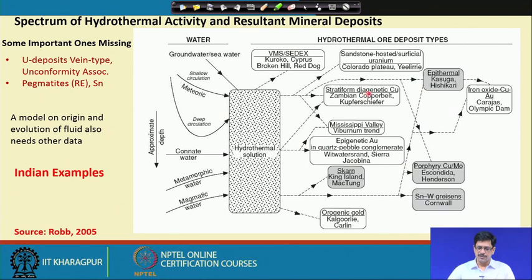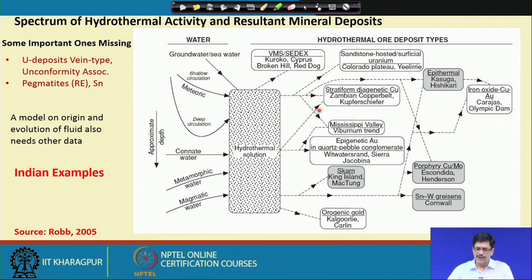It is of course not possible to take each, and there could be some other deposits which may be missing here, for example, the vein type uranium deposits and the unconformity associated uranium deposits, like the rich ones occurring in the Athabasca basin in Canada or in the Alligator River basin in Australia and some other places. These are rich sources of uranium resources. And the pegmatites, of course, which sometimes are important for metals like tin, tungsten, niobium, tantalum, and also some gemstones. They also need to be placed somewhere here.